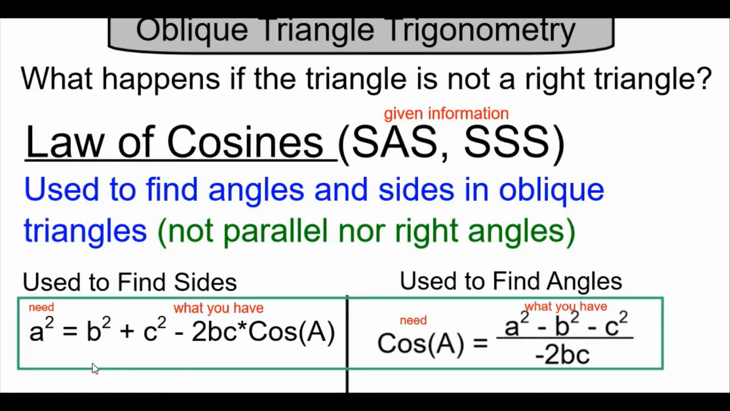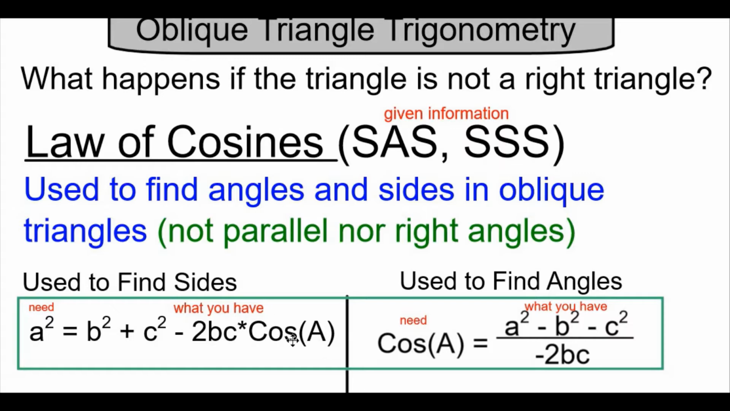And the formula, as you can see, it looks a lot like the Pythagorean theorem. If you watch a proof on it, you'll see why. It's quite interesting how this is made. But we're just going to worry about how to apply it. So the way the formula works is you take what you need, which is called a, and you square it, and that's equal to the other two sides squared, minus 2bc, meaning twice the product of these two sides, and then times cosine of the angle.